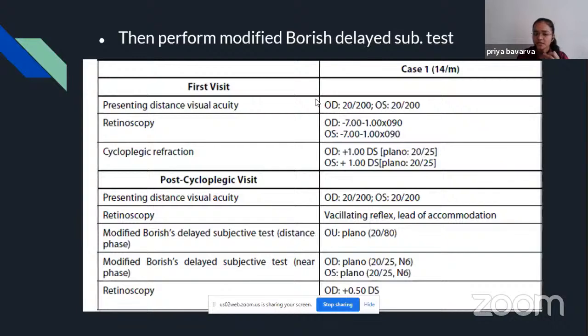In the Borish delay subjective test, the answer in the distance phase is plano, and visual acuity is 20/80. In the near phase, the patient's visual acuity is 20/25, and near is N6 with the plano. Then perform retinoscopy under the stable accommodative condition, which is +0.50 diopters spherical.